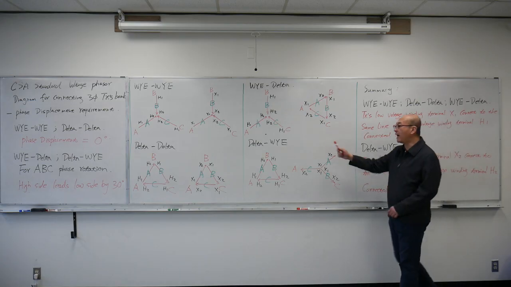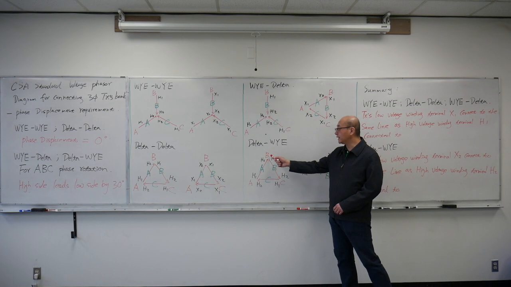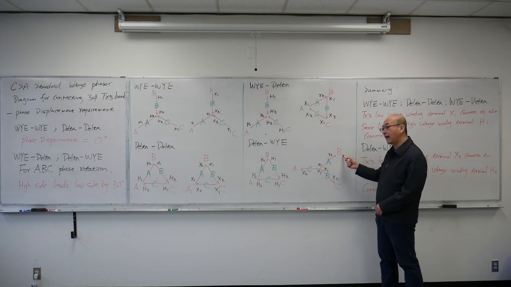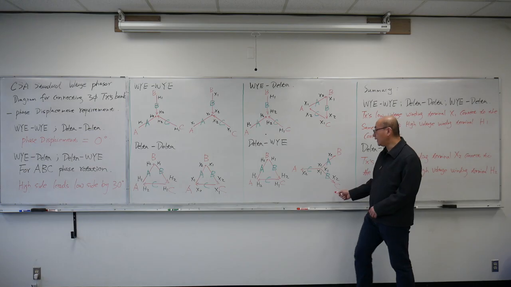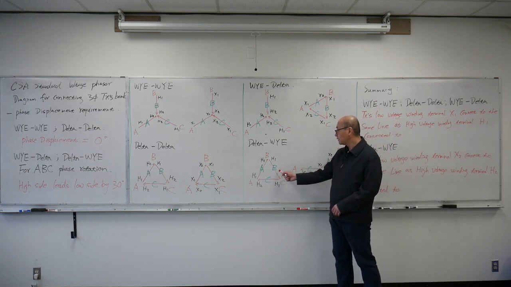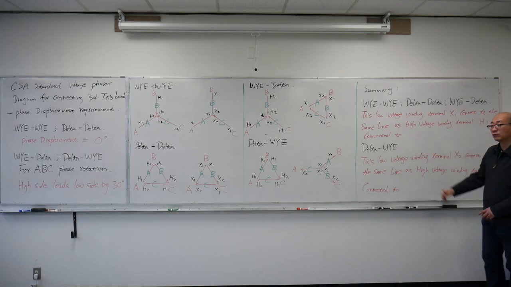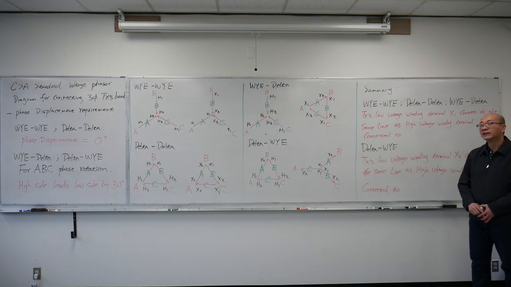So this delta to Y is special. For phase A, H2 is connected to line B, and here X2 is connected to line B. For phase B, X2 connects to line C, the same as the B transformer's H2 connecting to line C. If you remember those simple rules, they will show you how to draw those phasor diagrams and how to connect three-phase transformers.